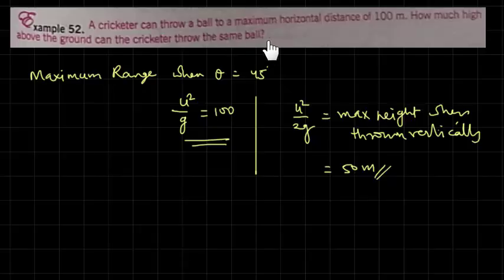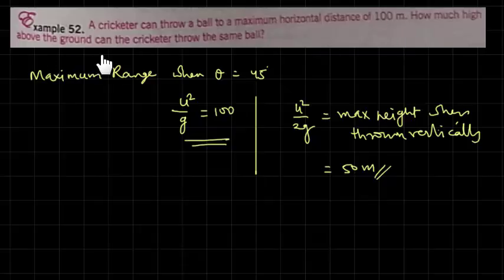A cricketer can throw a ball to a maximum horizontal distance of 100 meters. How high above the ground can the cricketer throw the same ball? Again in this case, maximum range happens when theta is equal to 45 degrees. So when you throw the maximum horizontal distance, that is 100 meters. At maximum range, the range is u squared by g, because sin 2 theta becomes 1. So u squared by g is given as 100.